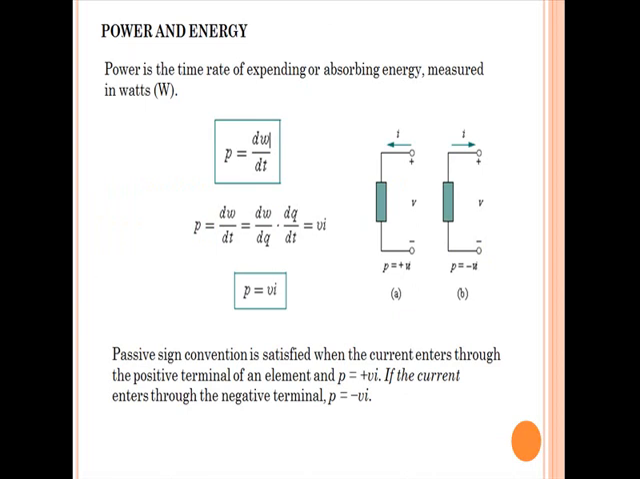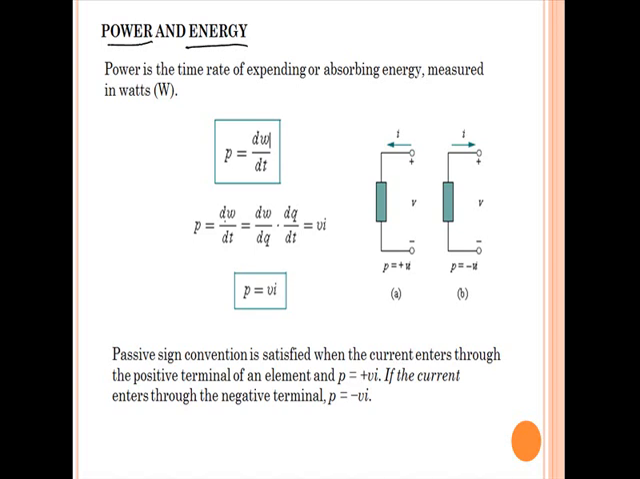ننتقل إلى two terms مهمين في الإلكتريكال energy system: the power and the energy. Power is the time rate of expending or absorbing energy measured in watts. Power is the rate of change of energy with respect to time. This is a DC power.